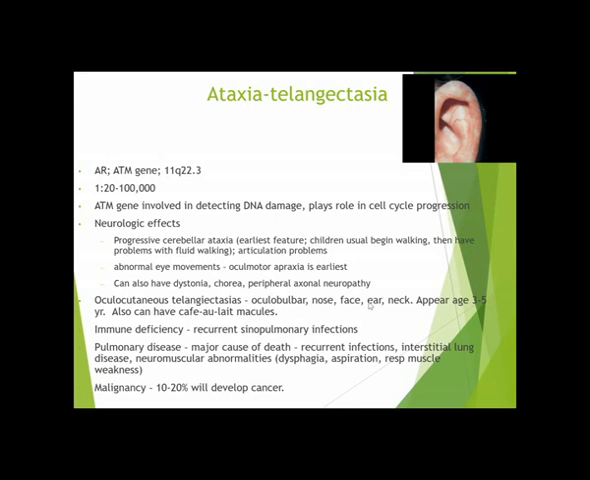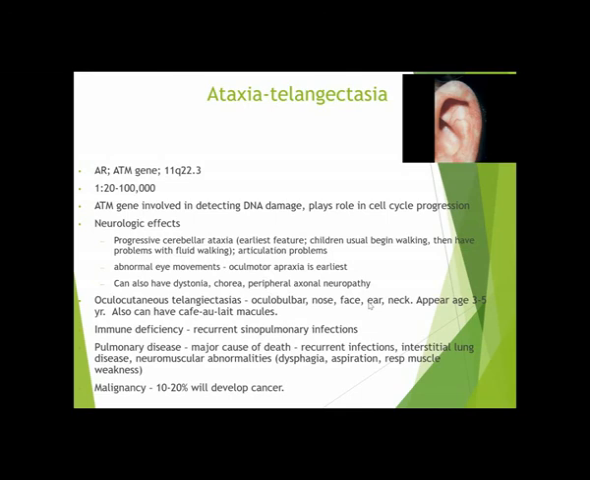Telangiectasias can be present. These are dilated arterioles, vessels, which can be present in the sclera, on the nose. We can have them on the face, on the earlobes, and they appear at the age of 3 to 5 years, and they can also have café-au-lait macules. That's the brownish macules present on the body.